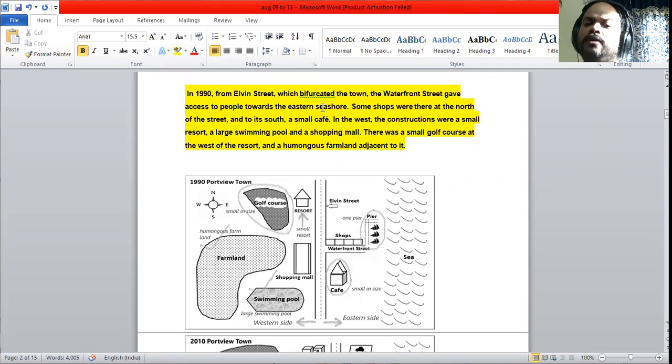There was a small golf course, and it was immediately to the west of the resort. And a large farmland adjacent to it, near to it, we had a large farmland. This was the condition in 1990.